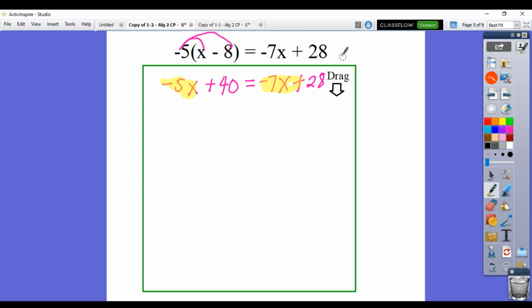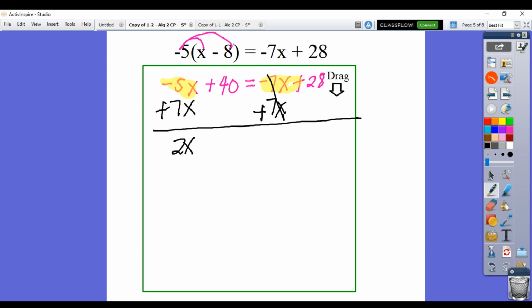Why is that working? Add 7x here. If I do that, sorry, cleared it out. Okay, there you go. Cross it out. This will give me 2x. And I can subtract the 40 here.